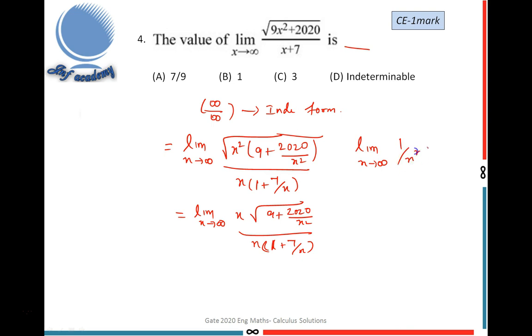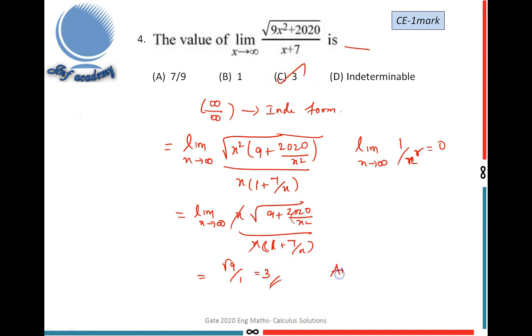1 by x power r equals 0 if r is greater than 0. So this value is 0. As the limit extends to infinity, 2020 by x square is 0 and 7 by x is also 0. So x cancels. Finally, I got root 9 by 1, that is 3. The final answer is 3.